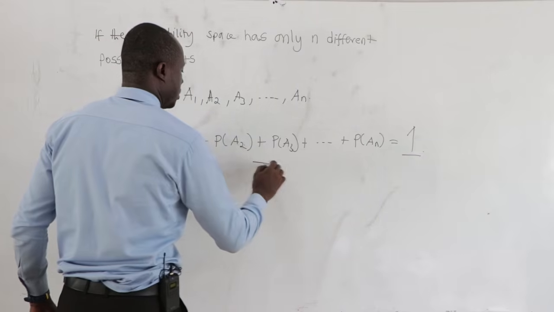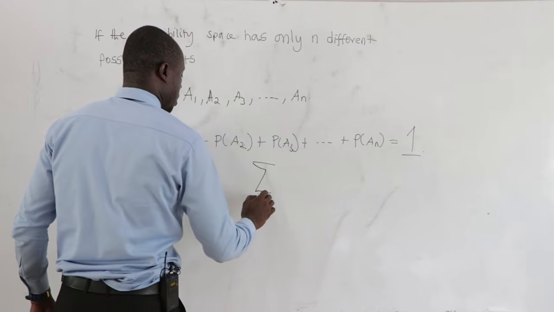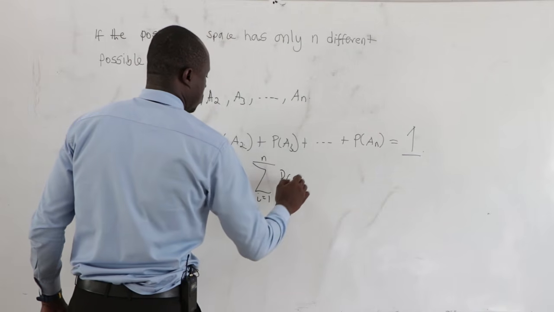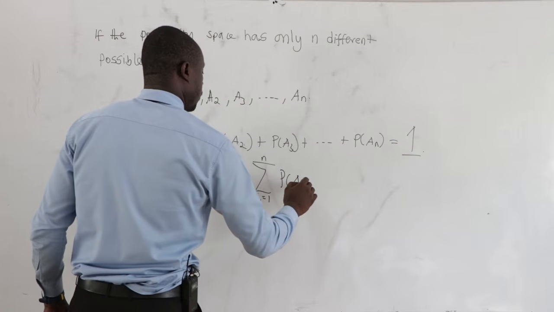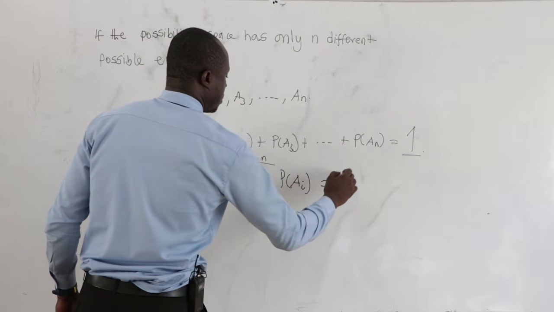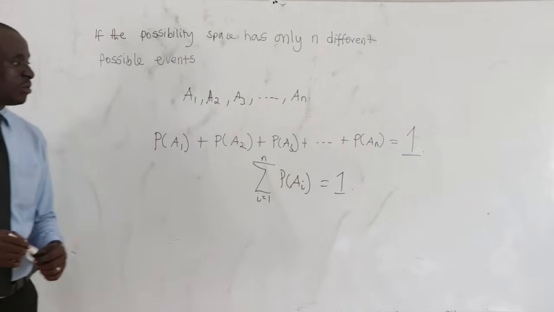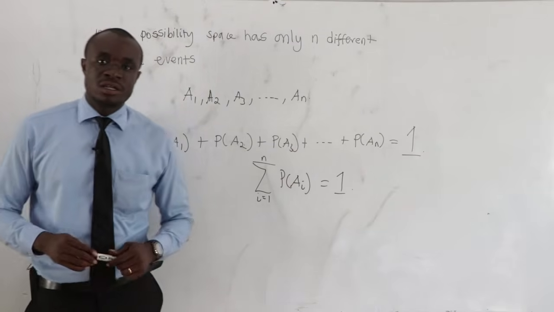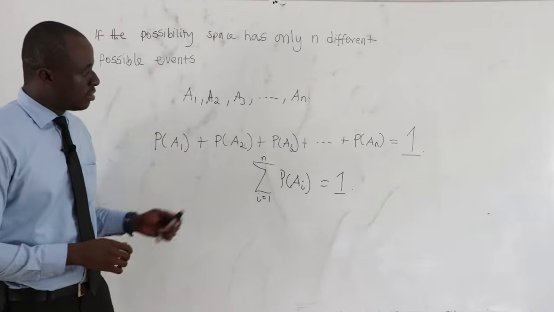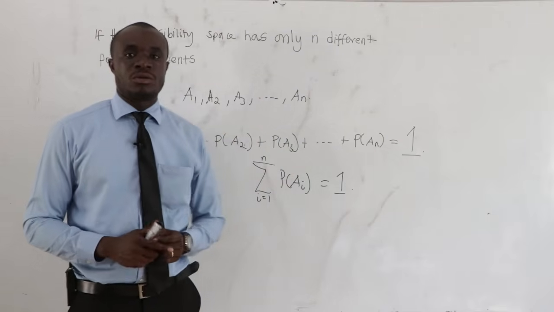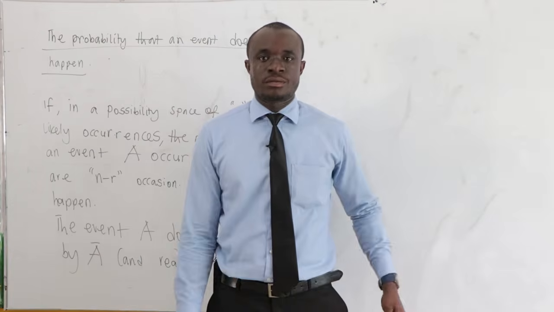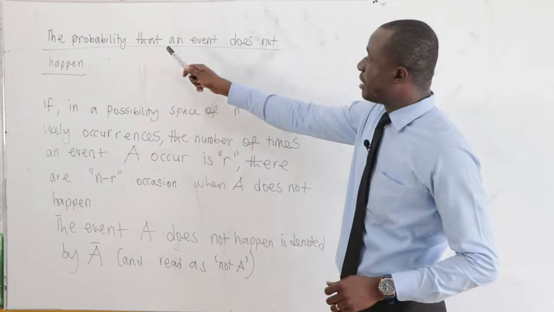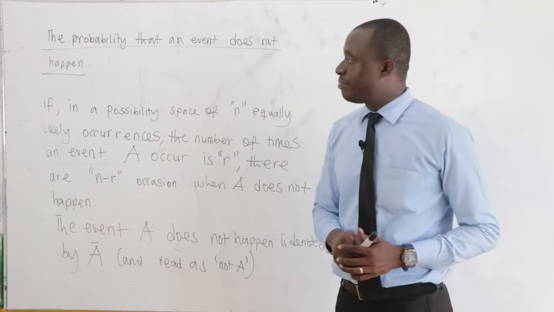And we can rewrite this in summation form. Summation of i from 1 to n of P of A i is just equal to 1. So when you add all the probabilities of a given experiment, it is equal to 1.